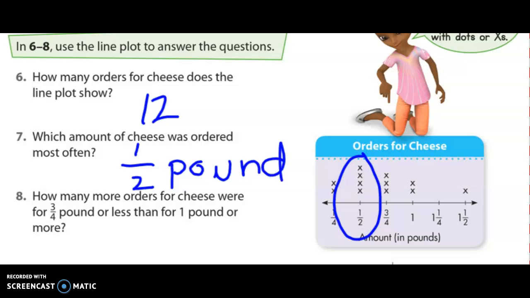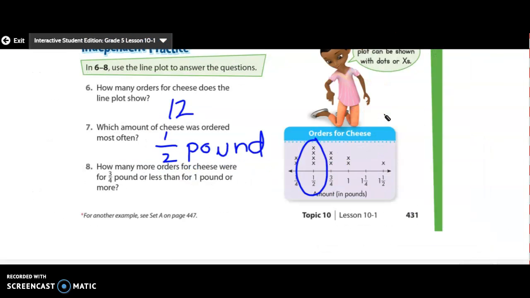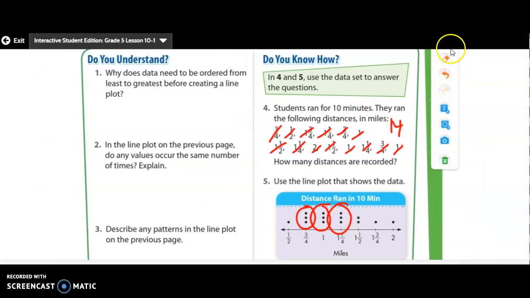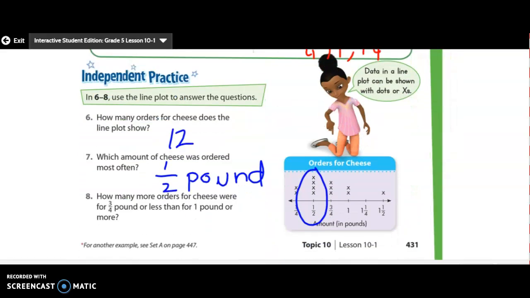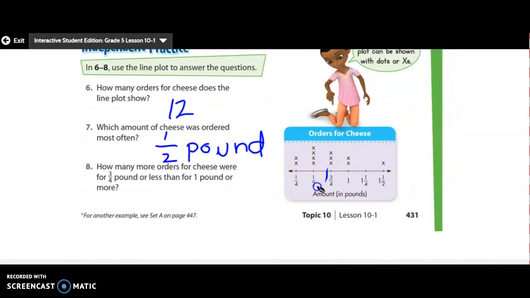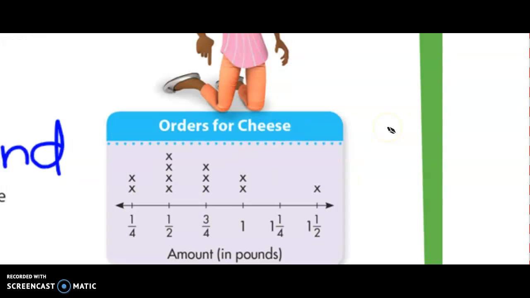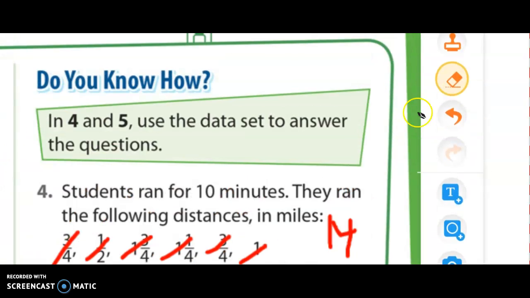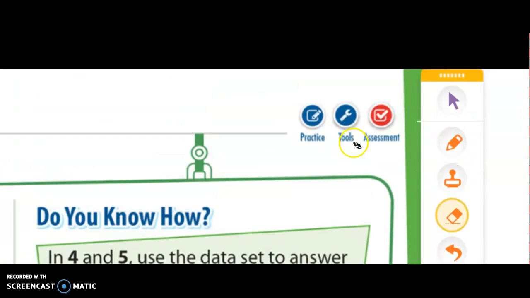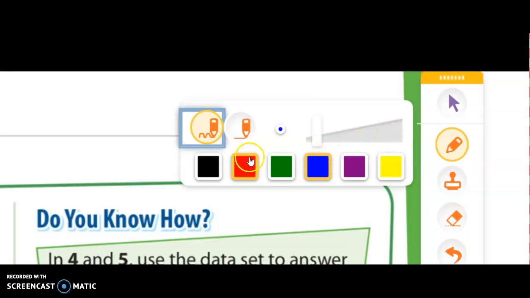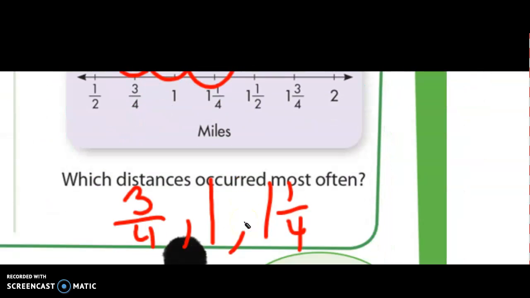And then on the last one here, how many more orders for cheese were for 3/4 of a pound or less than for 1 pound or more? So if you had a question here on this one, that's okay. You probably had the same question in class today, but I wanted to break down this question with some different color on the pen so you can see exactly what we did today to figure this one out in class.